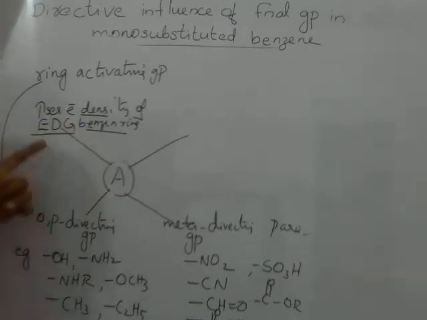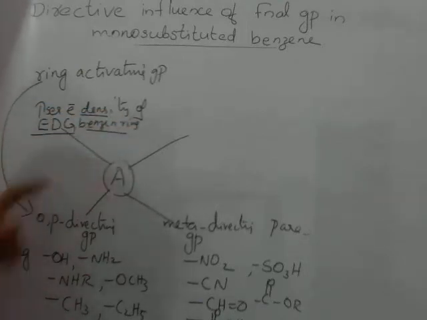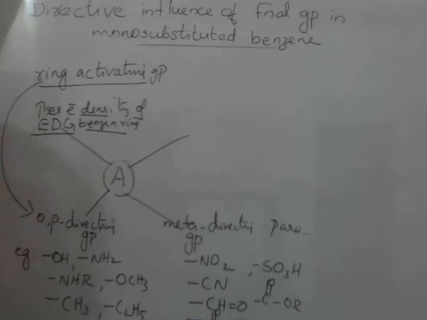Electron donating groups, if present in benzene, donate electrons towards the benzene and increase the electron density of the ring. And such groups activate the ring towards electrophilic substitution reaction. Such groups are called ring activating groups. Ring activating groups are ortho para directing groups. So these are all ortho para directing groups. These are all electron donating groups, EDG.